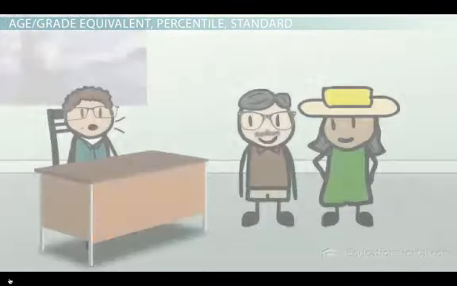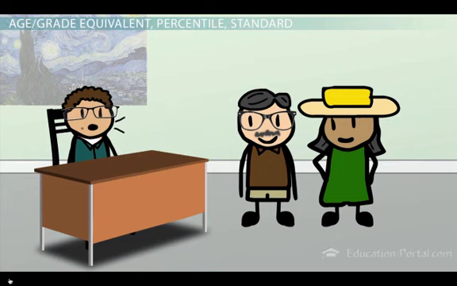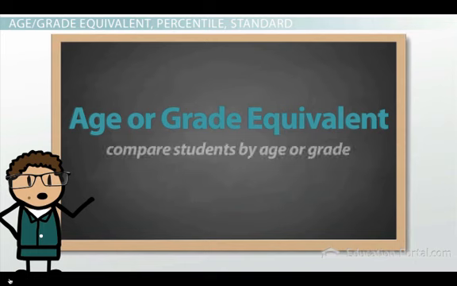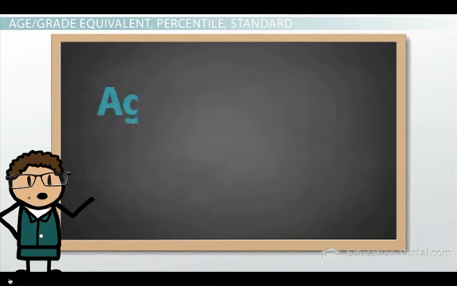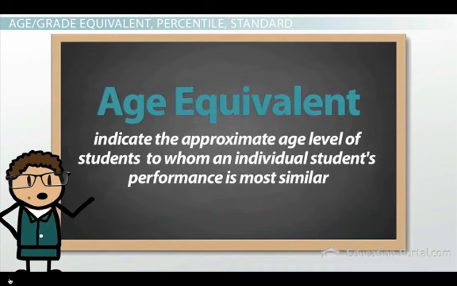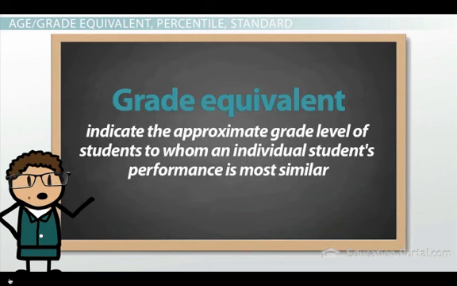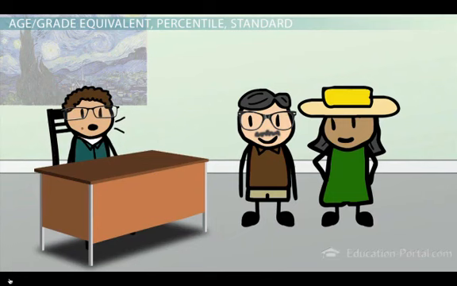There are three types of norm reference scores. The first is age or grade equivalent. These scores compare students by age or grade. Breaking this type down, we can see that age equivalent scores indicate the approximate age level of students to whom an individual student's performance is most similar, and grade equivalent scores indicate the approximate grade level of students to whom an individual student's performance is most similar. These scores are useful when explaining assessment results to parents or people unfamiliar with standard scores.